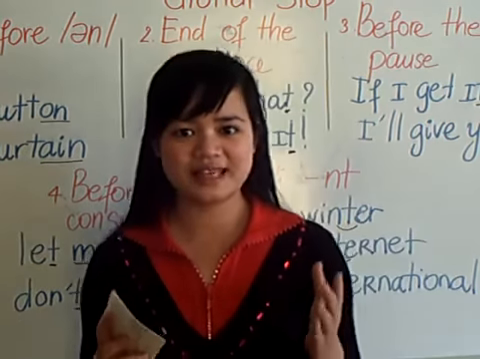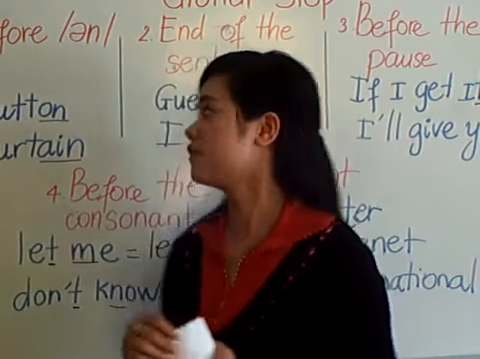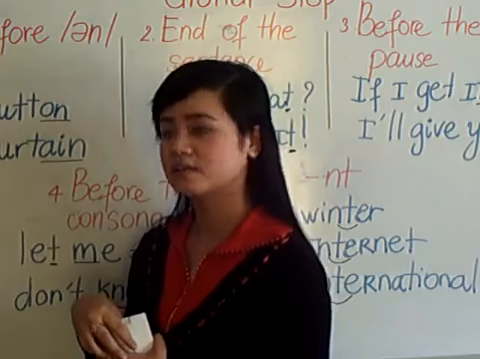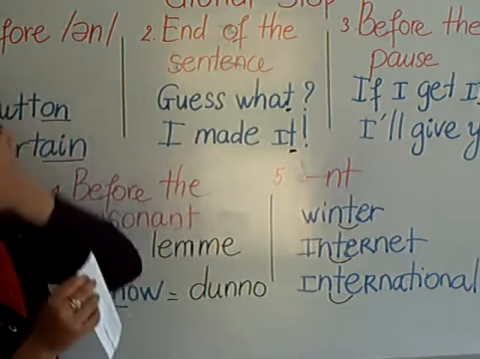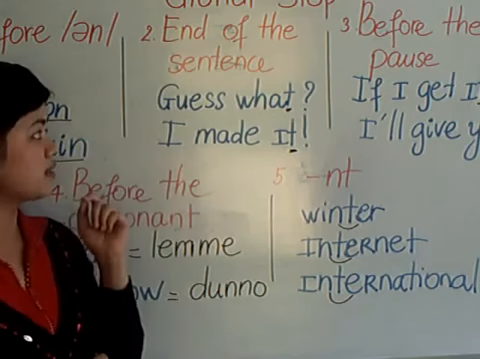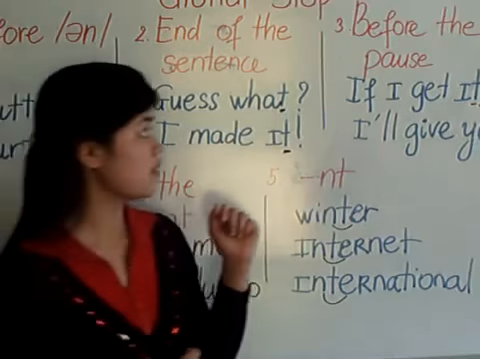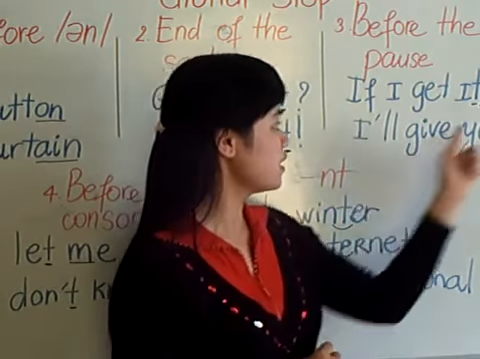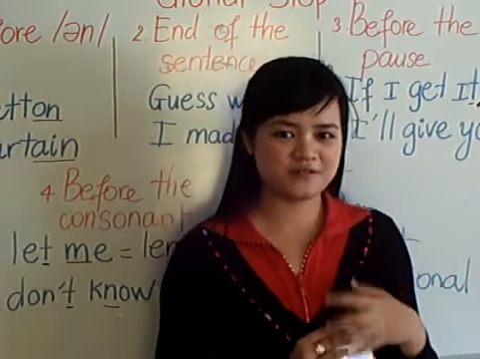Alright, let's review the lesson today. There are 5 cases of glottal stop. The first, when the letter T goes before the sound N, like "button." Or when the letter T stands at the end of the sentence, like "guess what" or "I made it." Next, when the letter T goes before a pause, during the pause, so we say, "if you get it, I'll give you."